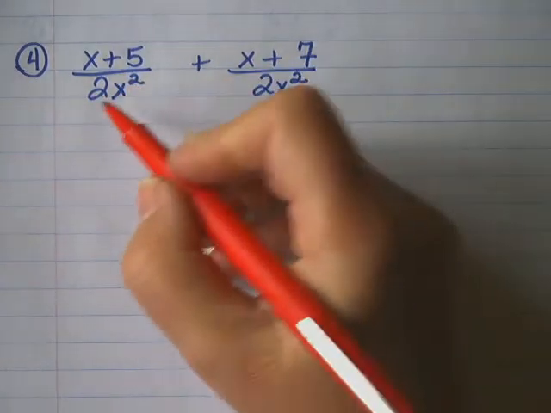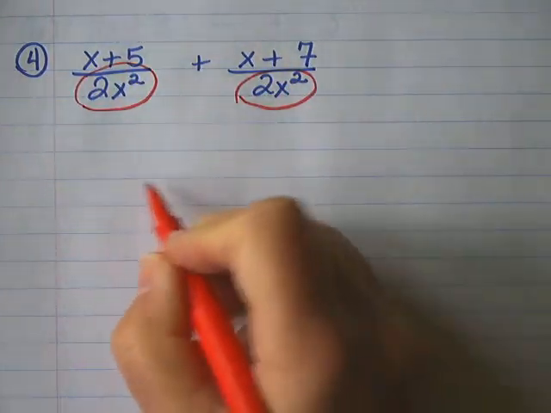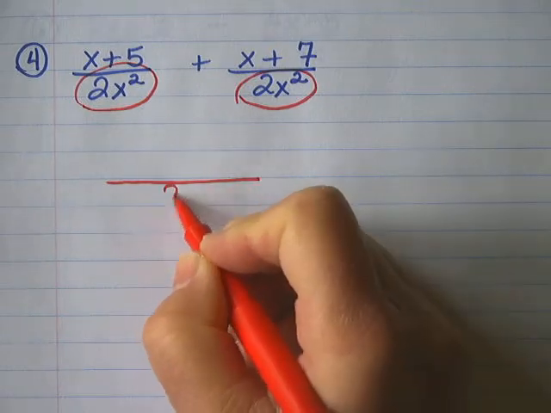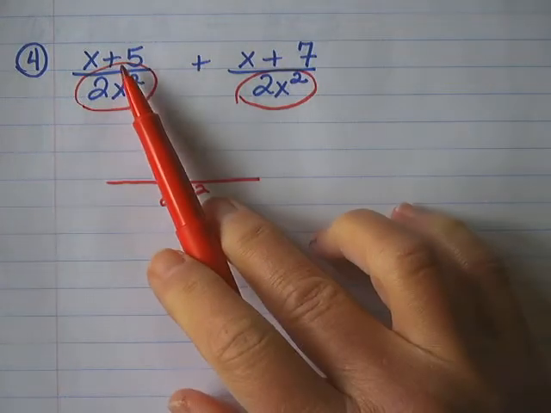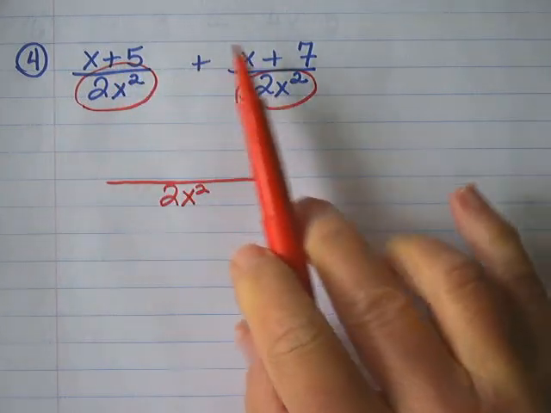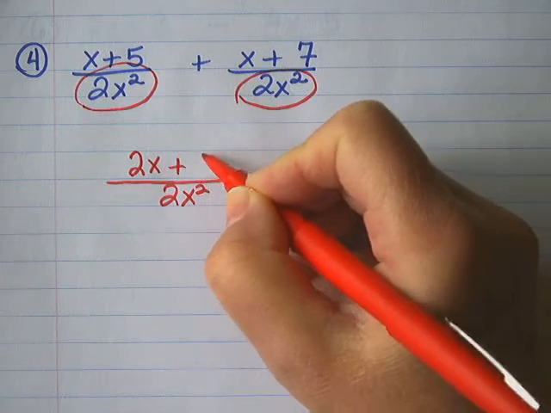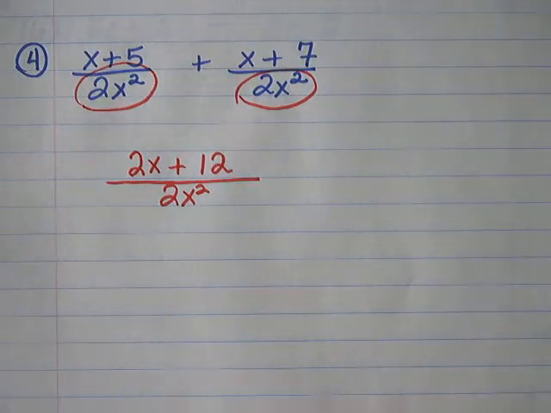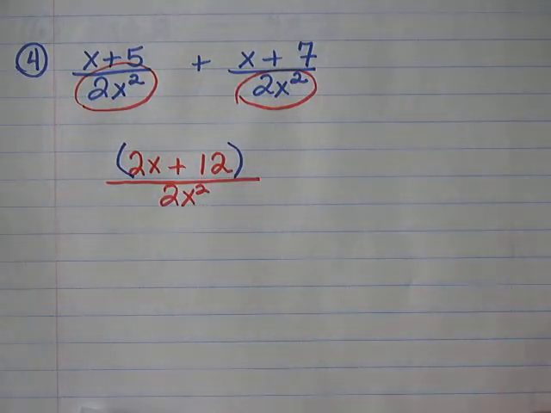Okay, so I have a common denominator of 2x squared. So I'm going to write 2x squared in my denominator, and I'm going to combine the numerators. I get 2x plus 12 in my numerator. And I'm going to remind myself right now, this is a family. You cannot cancel anything when it is within a family.